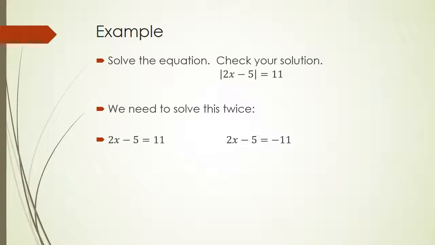That's the hard part. Now we're just going to do a little algebra to solve. We're going to add 5 to each side, and then we're going to divide by 2, and we get 8, and we get negative 3.